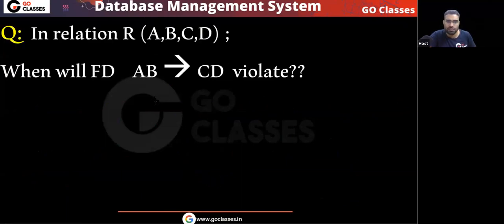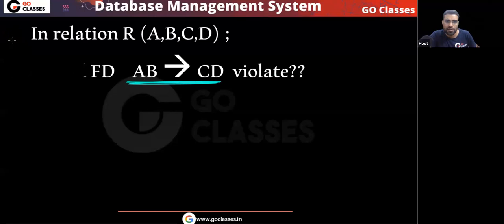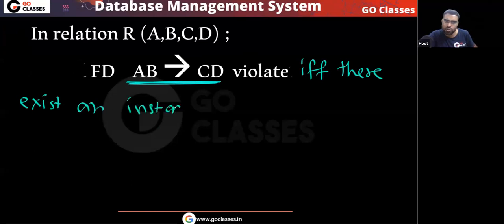Tell me the answer for this question. When will this FD, AB determining CD, violate? Again, I can say this FD will violate if and only if there exists an instance, you can create an instance, such that in two tuples AB is repeating.